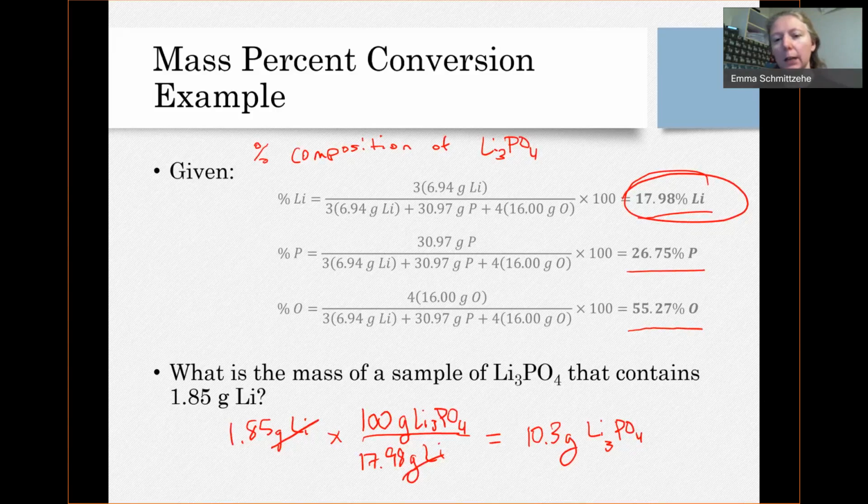You can sometimes catch yourself if you made an error doing that, because if you made an error, it's going to be way off from the real percentage. Okay, so that's how you would calculate percent composition and how you would utilize percent compositions to then do conversions.